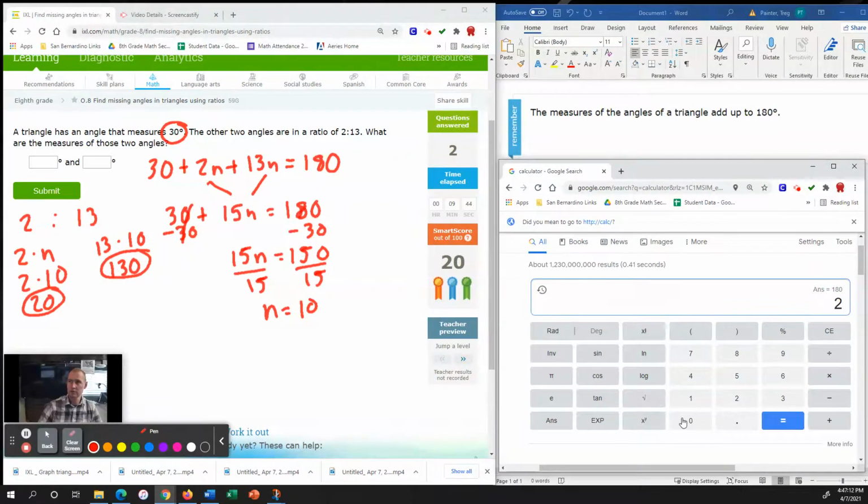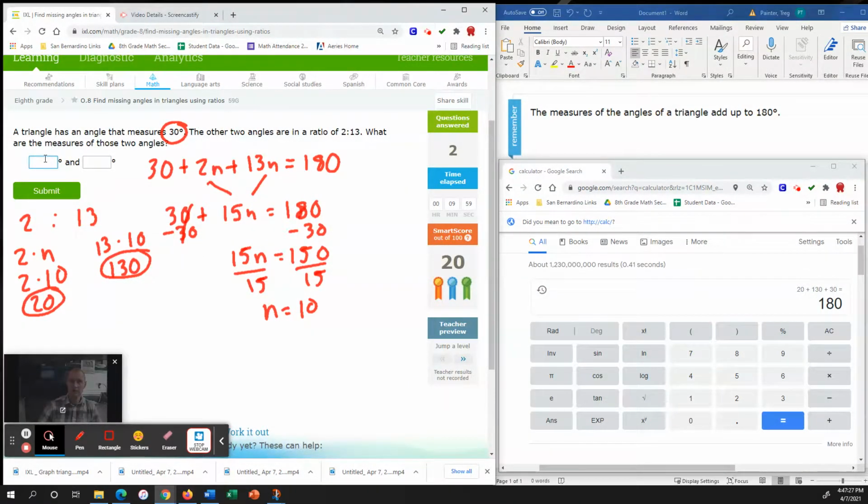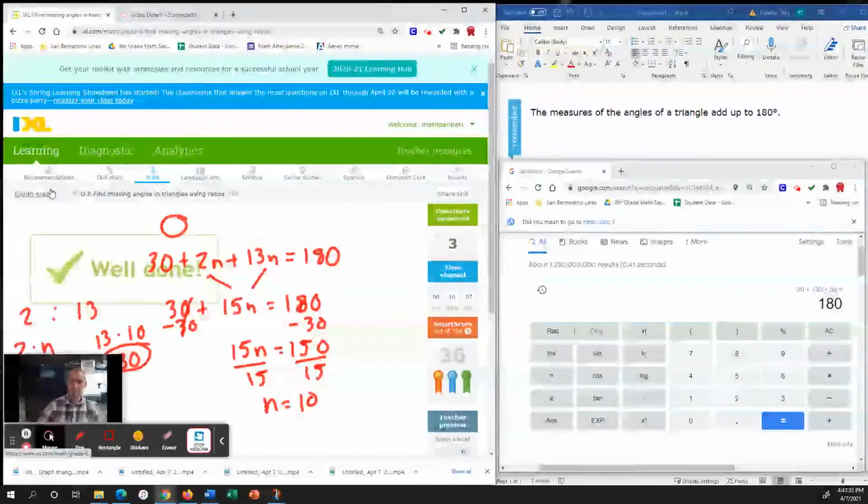So we have 20 plus 130 plus another 30 takes us to 180. So this one is perfect. So our two missing angles are going to be 20 and 130. And we're going to go ahead and submit that.